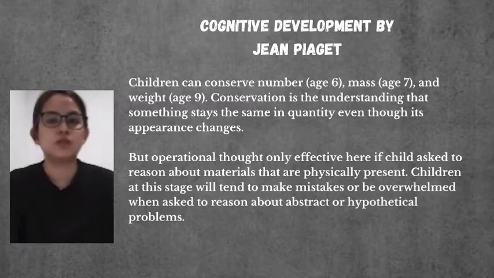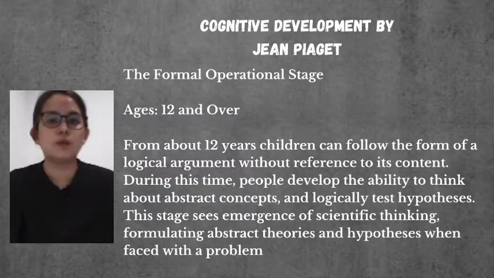Children at this stage will tend to make mistakes or be overwhelmed when asked to reason about abstract or hypothetical problems. The formal operational stage is ages 12 and over. From about 12 years, children can follow the form of a logical argument without reference to its content. During this time, people develop the ability to think about abstract concepts and logically test hypotheses. This stage sees the emergence of scientific thinking, formulating abstract theories and hypotheses when faced with a problem.